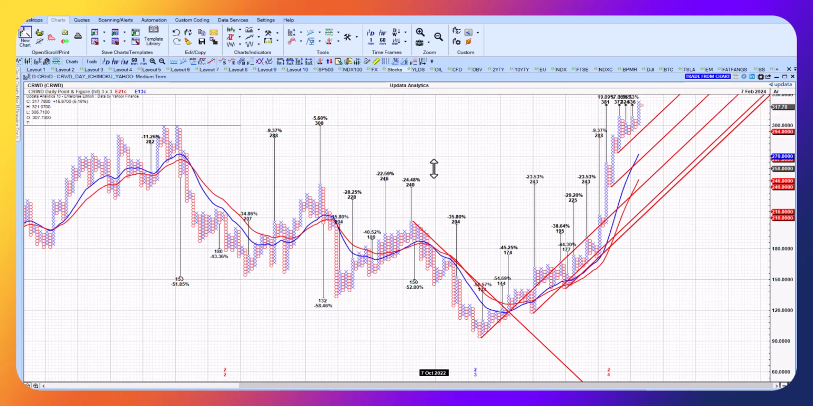Here's a quick review of the point and figure chart analysis of Crowdstrike. I've got the high and low point and figure chart here, looking at a $3 box size and 3 reversal size. So that means a $9 reversal to the upside or downside will change a point and figure chart.